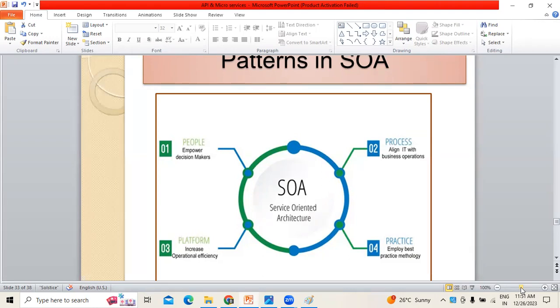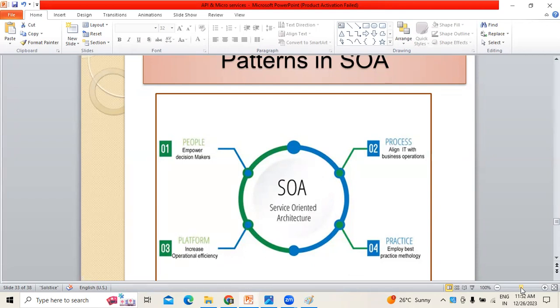So this is where aligning business and IT operations is what we have to be known for. Whenever we are talking about the patterns, it's not only the people in the role of decision making, but it's always important for us to understand the process. Do remember, this process must combine IT and business both. These are the two operations we have to take into consideration.